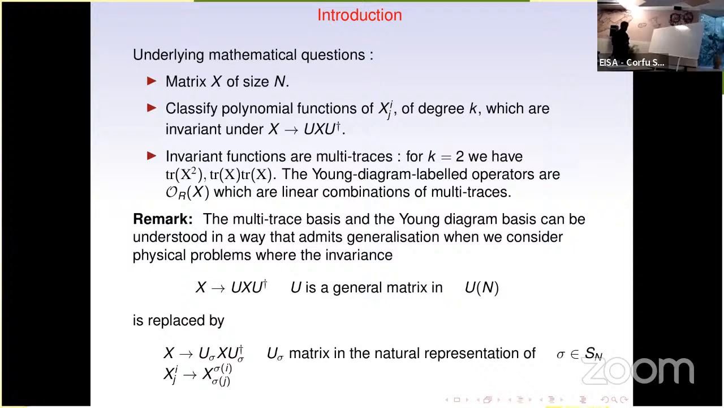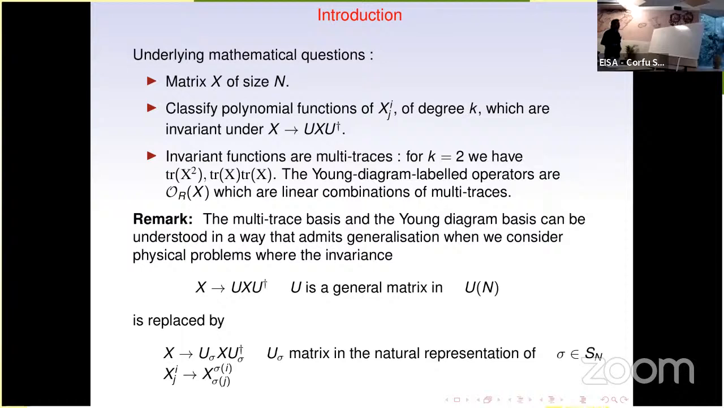The mathematical question that comes up is this: we have a matrix of size N, and we want to classify polynomial functions of X. Think of X_ij as matrix variables, and you want polynomials of degree k that are invariant under an adjoint action of U(N). This is a familiar thing. The invariant functions are traces of X or products of traces, called multi-traces. There are also Young diagram labeled operators, which are linear combinations of multi-traces. This multi-trace basis is one kind of basis, the Young diagram basis is another, and the map between them uses representation theory.